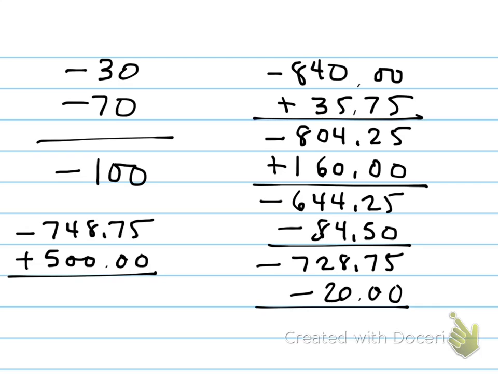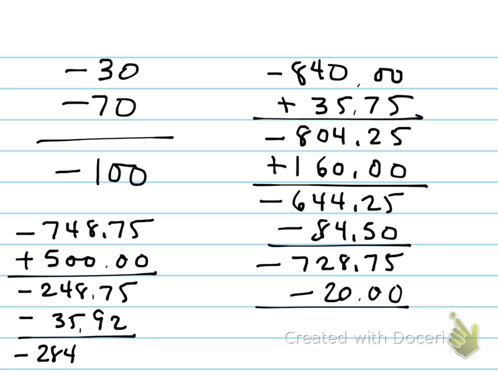What's that make? Negative 248.75. And then she gets charged a finance charge of $35.92. Okay. Negative 284.67. In other words, she never will pay you. Not at that rate. How much does she still owe? A lot.